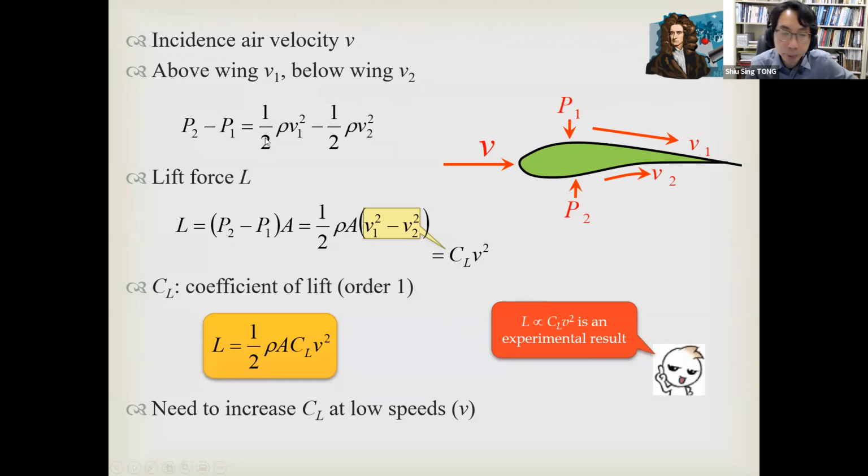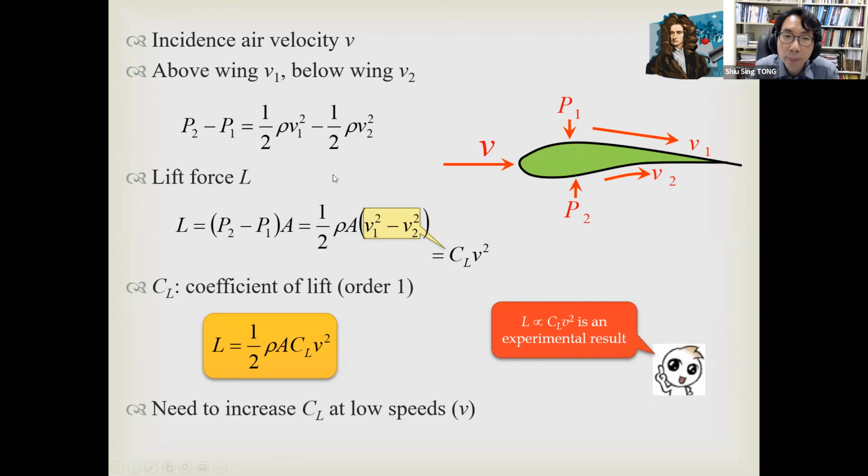Now we apply Bernoulli's equation to calculate the lift force. The difference in pressure will be the difference between these two terms: half rho V1 squared minus half rho V2 squared. The pressure at the base minus the pressure at the top will be equal to the difference in the half rho V squared term on both sides. And we define the lift force as the difference in pressure multiplied by the area of the wings, that is, the surface area of the wings.